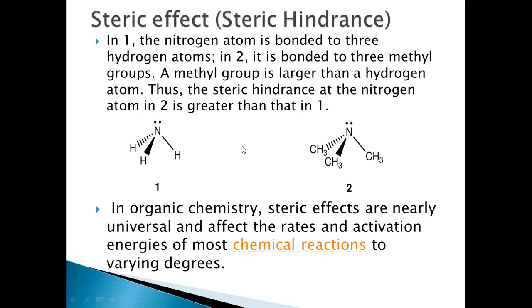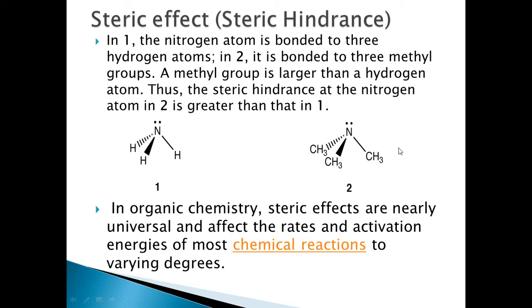Another illustration is what we have here. Here you have ammonia, a nitrogen atom bonded to 3 hydrogen atoms. Then you have trimethylamine. If you remember when we were discussing the basic strength, here the nitrogen non-bonded electrons are surrounded by 3 hydrogen atoms, which are small atoms. Here, the non-bonded electrons are surrounded by methyl groups.